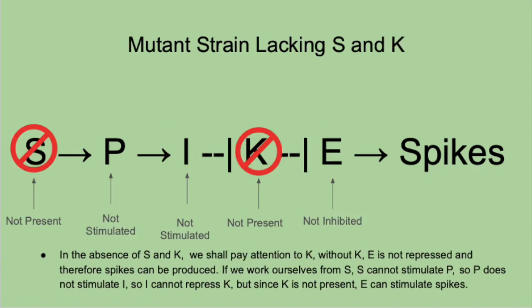In regards to the absence of S and K, we shall pay attention to K. Without K, E is not repressed, and therefore spikes can be produced. If we work through it: S cannot stimulate P, so P does not stimulate I, so I cannot repress K, but since K is not present, E can stimulate spikes.